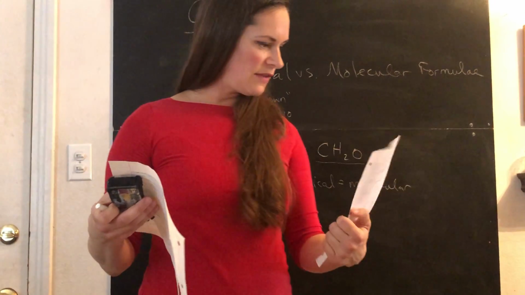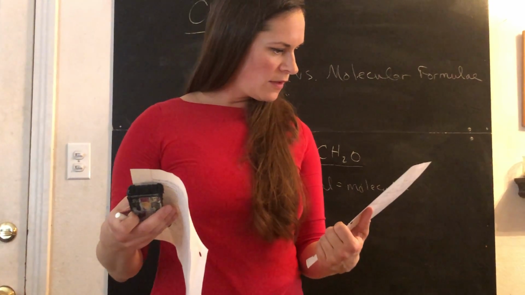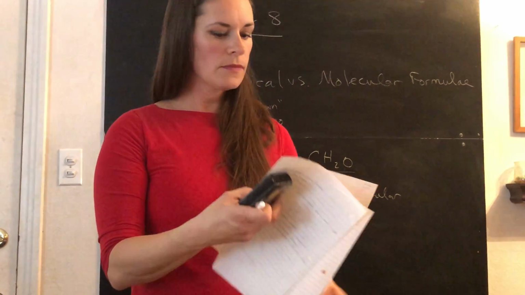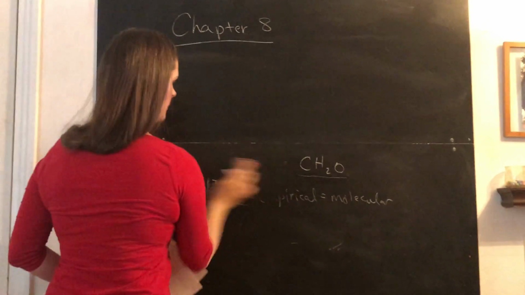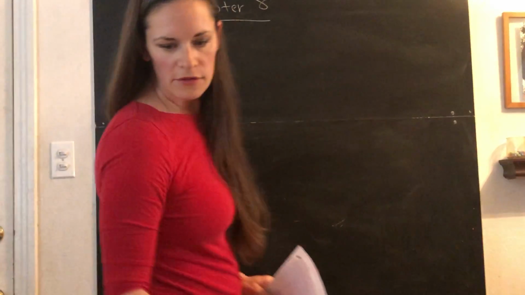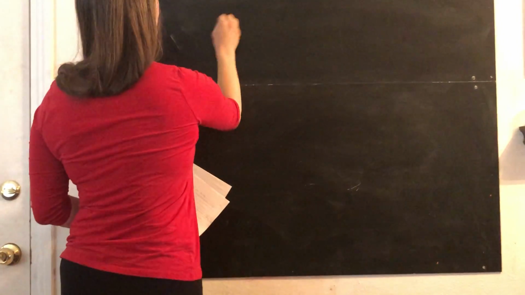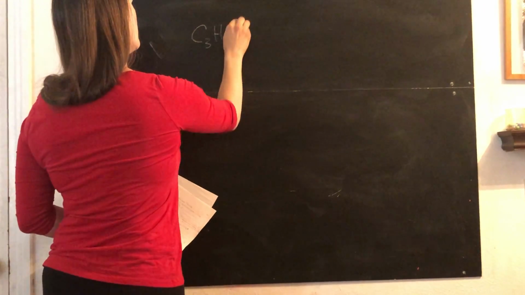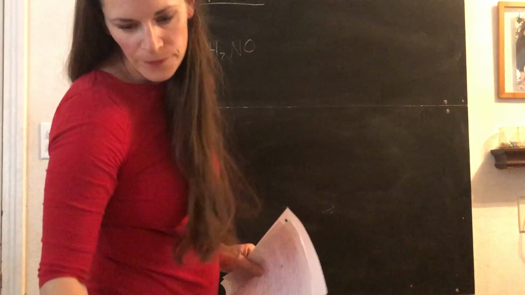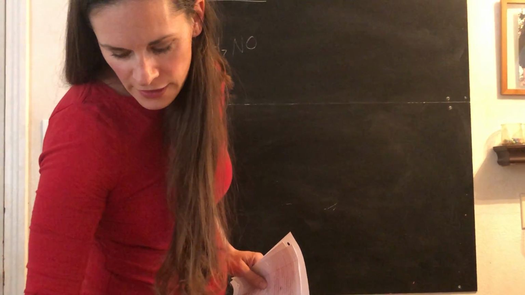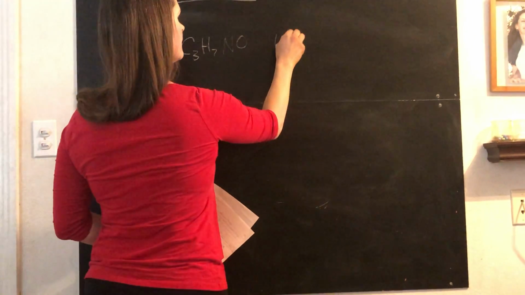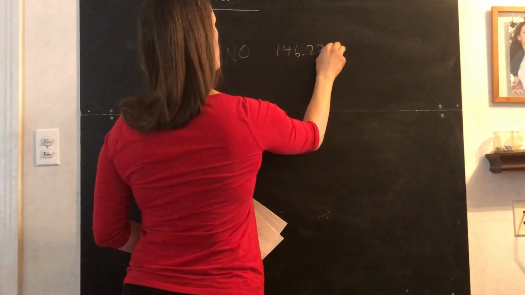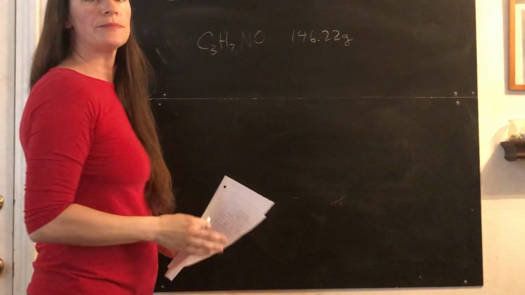So numbers 6 and 7 you should be able to do in the review. Let's do number 10 in the review. It has to do with empirical formulas. Number 10 says, a compound has an empirical formula of C3H7NO, and its molar mass is 146.22 grams. What is its molecular formula?